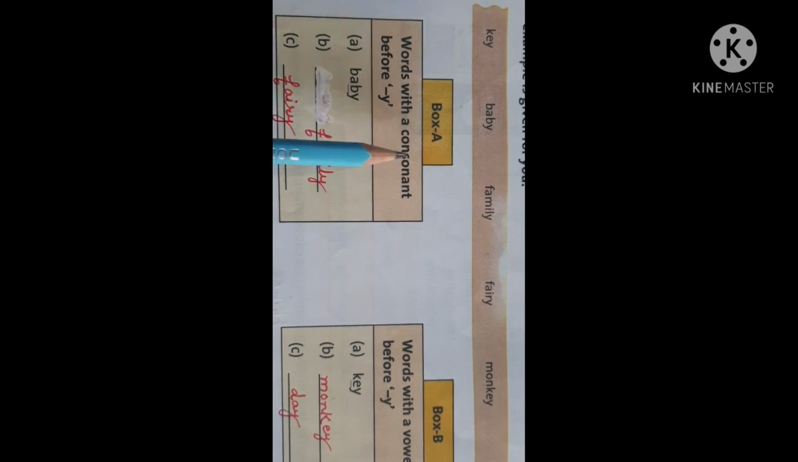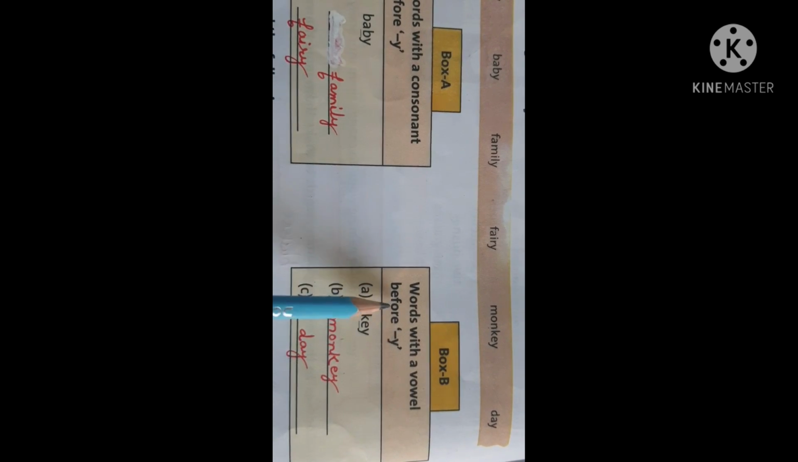Means those naming words whose combination is consonant plus y, which have a consonant before y, those words you have to write in box A. And the words with vowel before y. Now the words in which before y you have a vowel, those words you have to write here. Now let's see the key. EY, vowel plus y, so we will put it in box B.